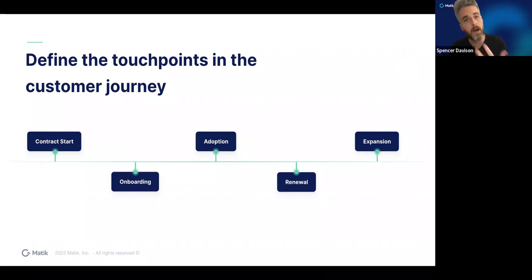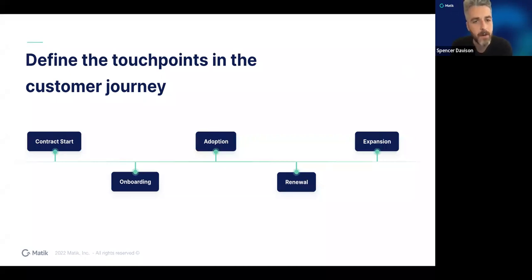So for instance, during the onboarding stage, you're outlining the goals of the customer and what they're trying to achieve. And then through adoption, renewal, and expansion, you're proving the value of your product or service by realigning with those goals with data-driven supporting evidence.